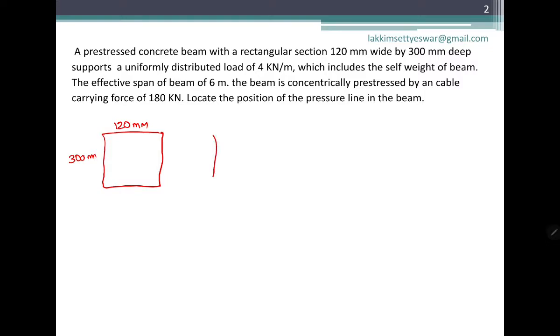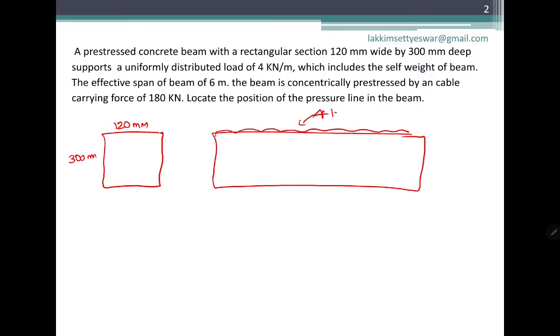It supports a uniformly distributed load on top of the beam of 4 kN per meter, which includes the self weight also. Live load plus dead load together is 4 kN per meter, so there is no need to find dead load separately.